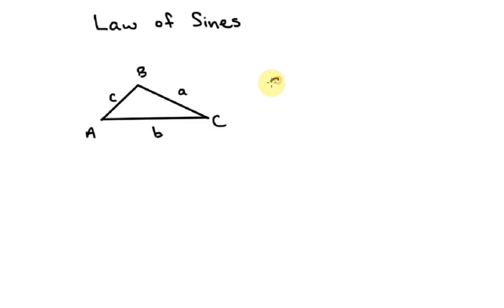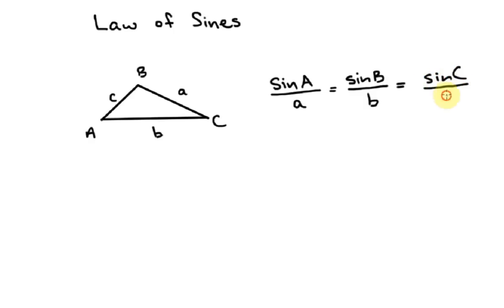It says this, that if you take the sine of angle A, and then you divide by the side across from it, that ratio, that proportion is the same for all the other sides and angles. So that's the law of sines. And it's really quite a nice law. It's quite easy to use. So let's do an example.